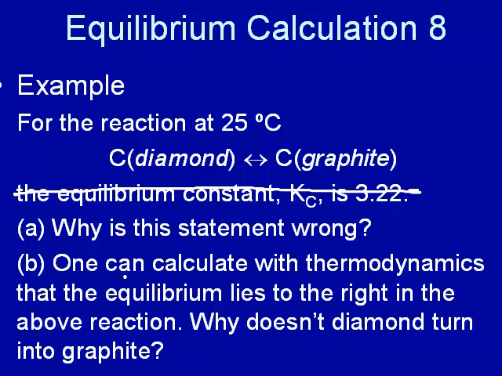All right, let's look at the second part of the problem. One can calculate with thermodynamics that the equilibrium lies to the right in the above reaction, and we'll find out in a couple of chapters how actually to calculate that. So the equilibrium lies to the right, graphite. So why, for instance, if you have a diamond tie-tack or a diamond ring, why doesn't that turn to graphite? All diamonds eventually should, because thermodynamically the equilibrium lies over here, so if you start with a diamond, it should go to graphite. Why doesn't diamond turn into graphite?